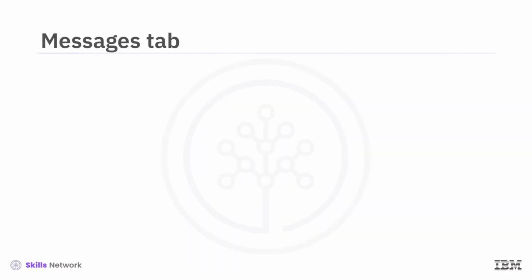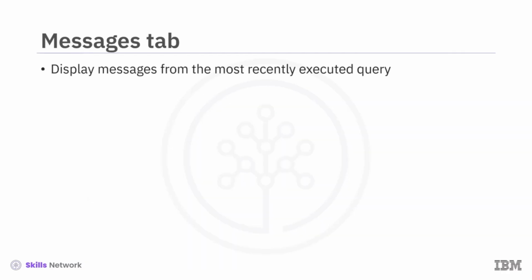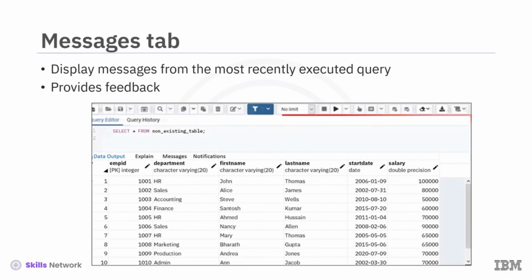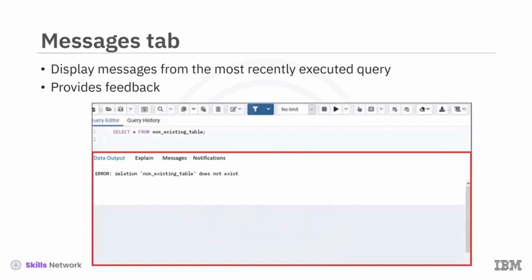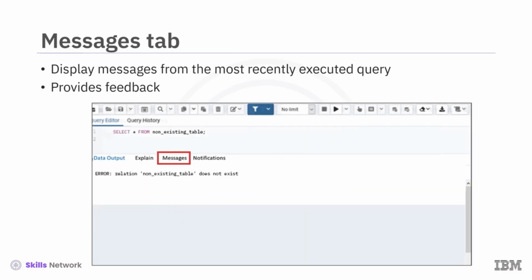The Messages tab displays messages from the most recently executed query and provides feedback on success, error notifications, and other relevant information. Query: SELECT * FROM non_existing_table. Output: The Messages tab would display an error message like: ERROR: relation non_existing_table does not exist.